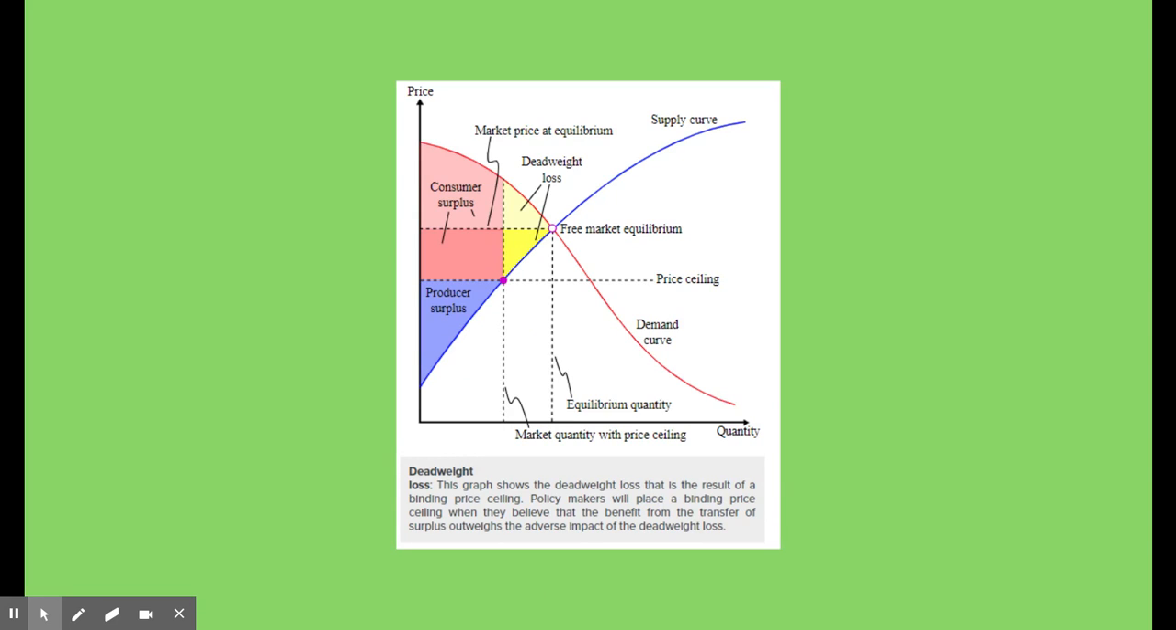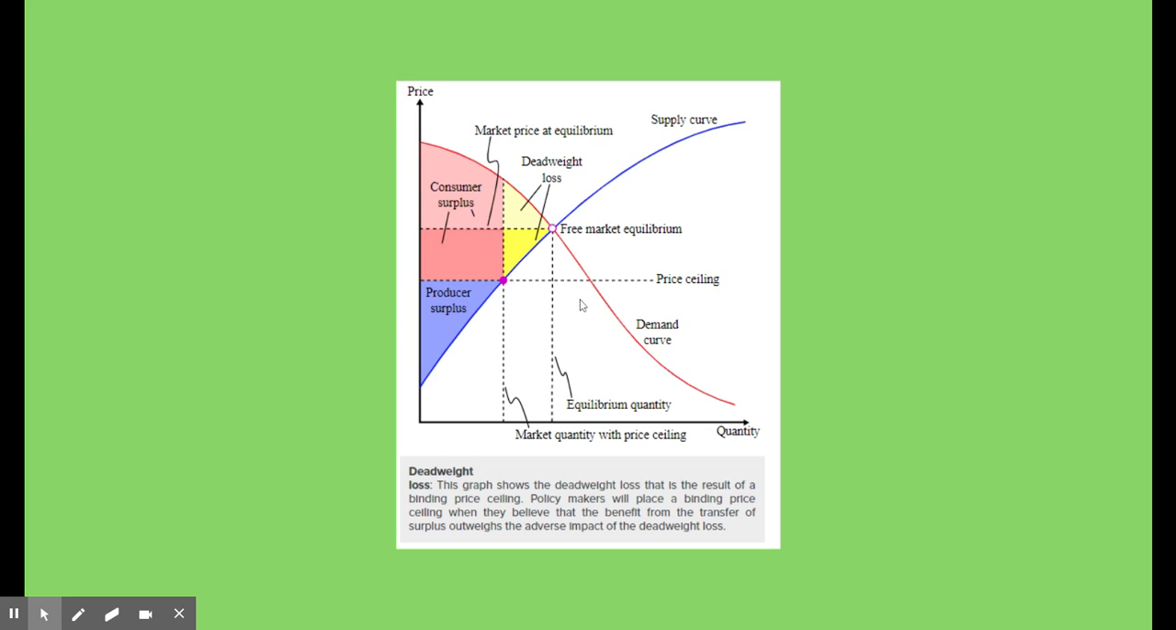And this shows more of the deadweight loss. The graph shows the deadweight loss, the yellow area, that is a result of a binding price ceiling. So this would be an example of a ceiling, a maximum price that is established. Policymakers will put a binding price ceiling when they believe the benefit from the transfer of surplus outweighs the adverse impact of deadweight loss. So the government might impose some type of price ceiling in this situation, which means the price can go no higher than this.